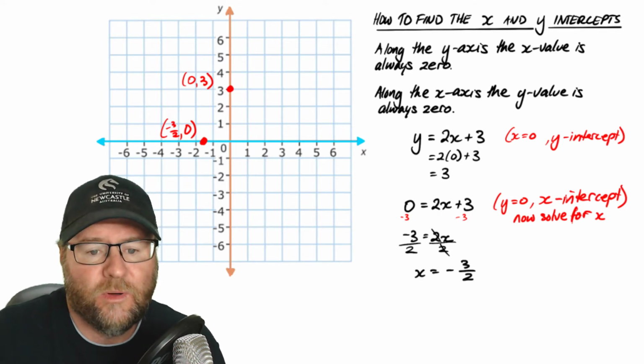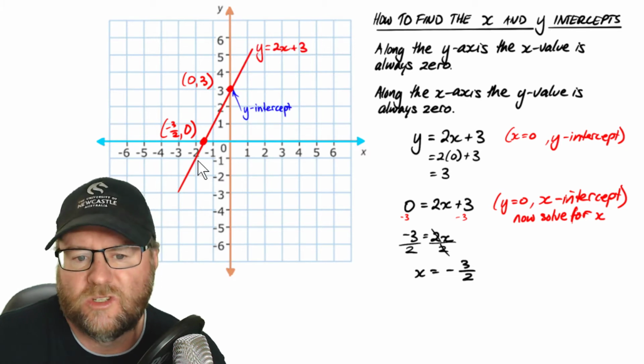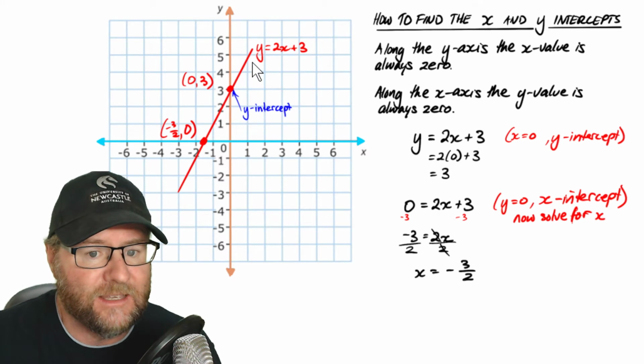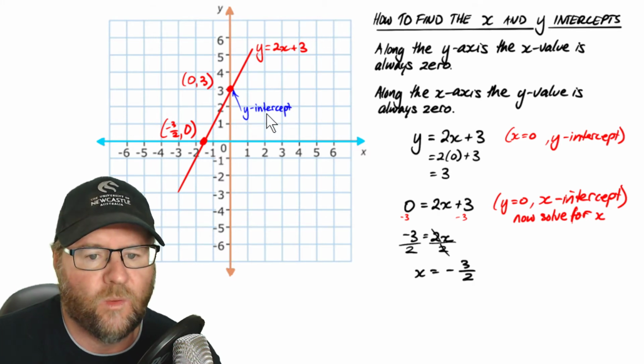I've got what I need, 2 points. I've found the x and the y-intercepts here, which is 2 points, all I need to draw a line. That, in fact, is the line y equals 2x plus 3. And there is my y-intercept.